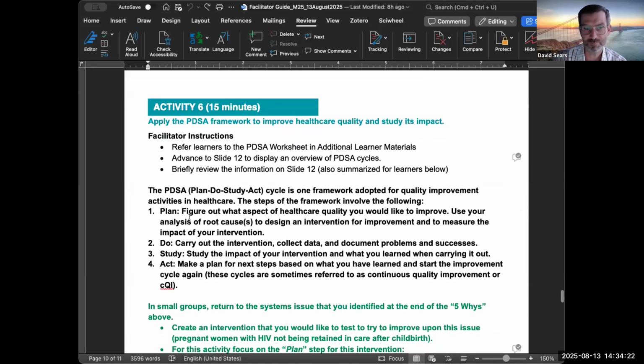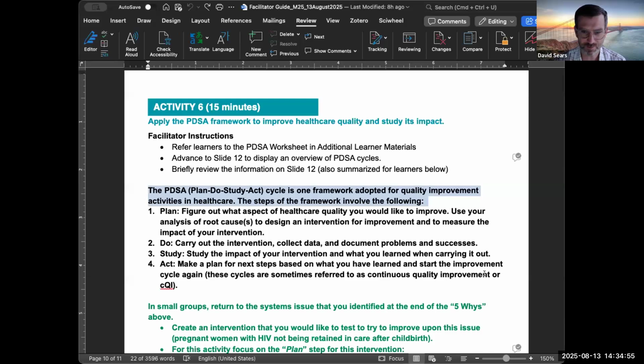Then finally, so we have identified quality, or we have defined quality. We've talked about quality indicators. We have talked about a very basic approach to a root cause analysis. And so then the last step is, okay, we need an intervention that we're going to implement to improve quality, and we need to study that intervention. And so again, another very basic and I think really applicable way to do this is what's called the PDSA framework, or PDSA cycles. And so this is the Plan, Do, Study, Act cycle, and it's a framework adopted for quality improvement activities in healthcare.